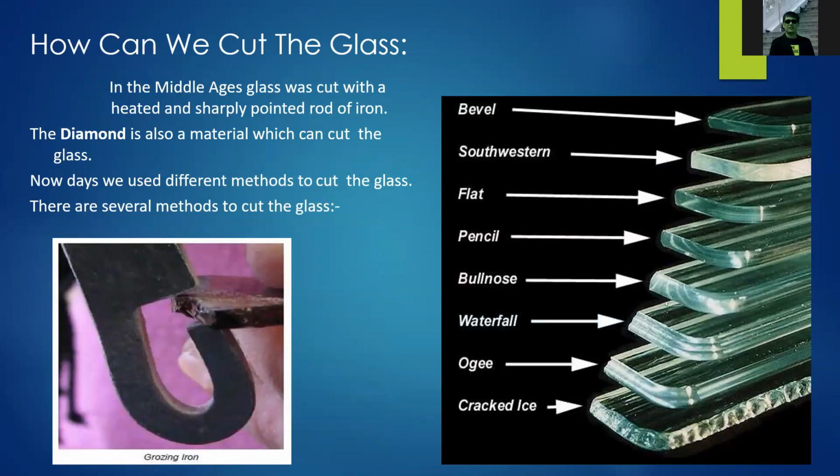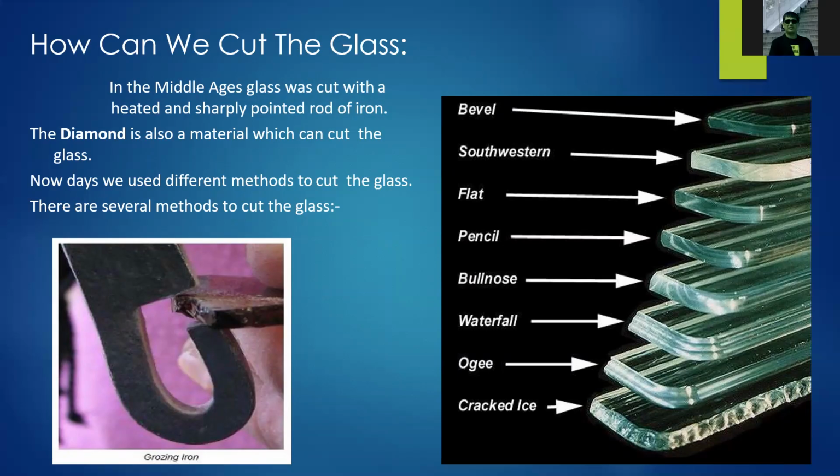In the Middle Ages, glass was cut with a heated and sharply pointed iron rod. The diamond is also a material which can cut glass. Nowadays, we use different methods to cut glass, and there are several methods, which I will explain later.